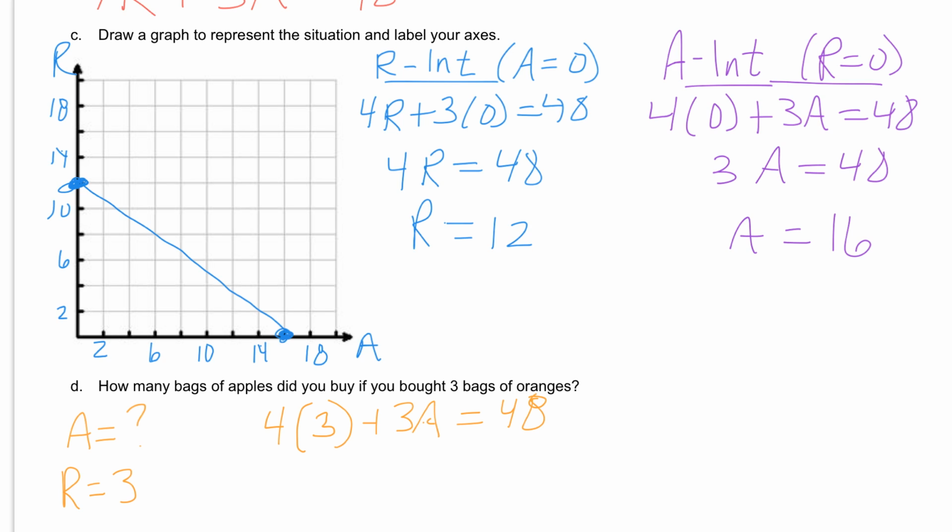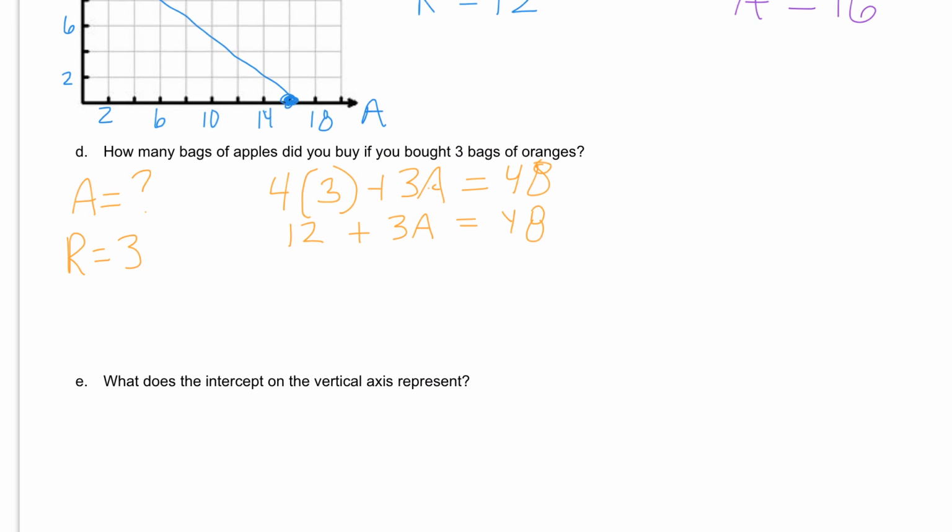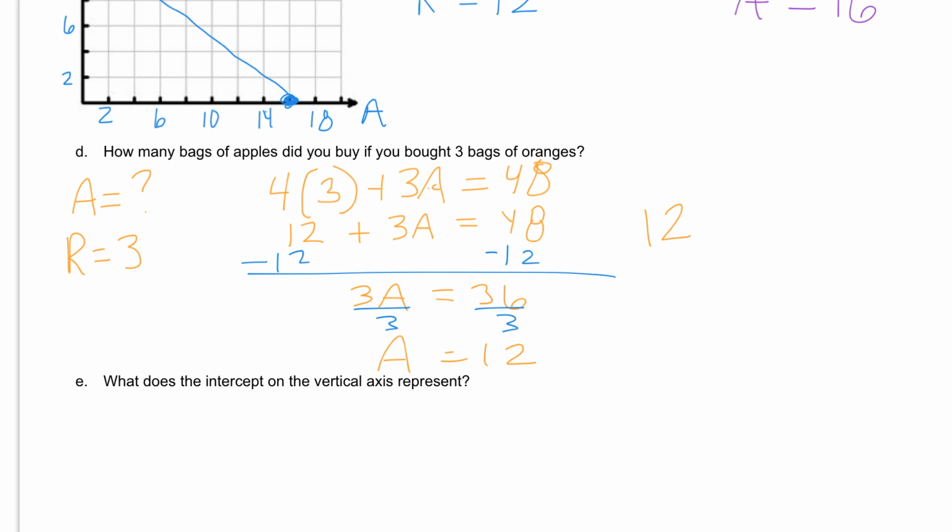So 4 times 3 is 12. So I have 12 plus 3A equal to 48. And then in order to solve, I would need to go ahead and subtract 12 from both sides. And I get 3A equal to 36. And then I can divide both sides by 3. And I get A is equal to 12. So again, the question was how many bags of apples? So I can say 12 bags of apples.